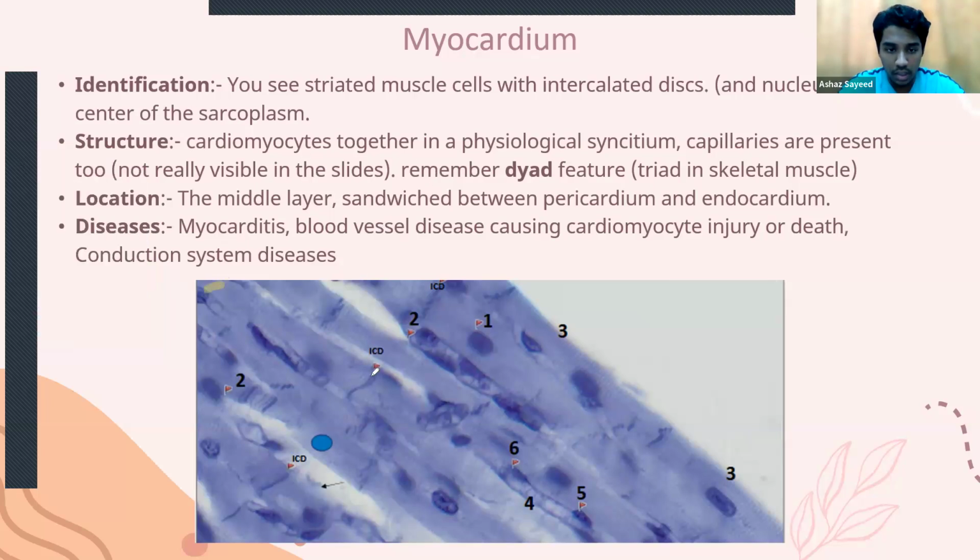So you have something called intercalated discs right here, and here too. These intercalated discs are a characteristic of the myocardium. If you want to differentiate between skeletal muscle and cardiac muscle, because they look pretty similar, you have to find out about these intercalated discs. If they are present, then it's myocardium or cardiac muscle. And if they're absent, it's a skeletal muscle.